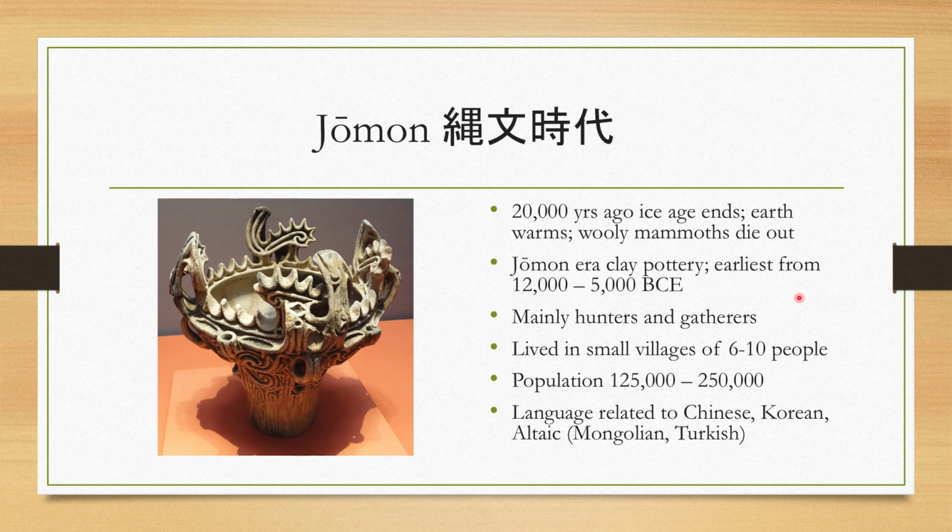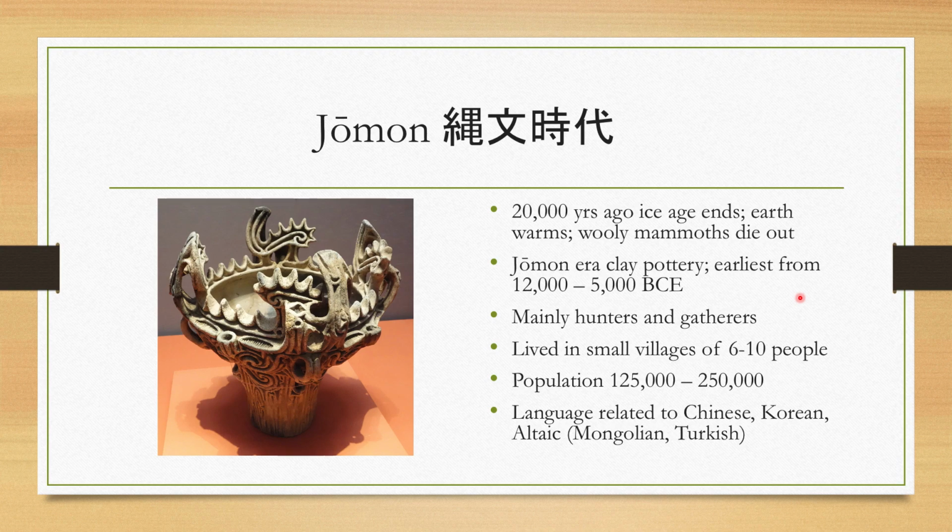Then we go on to the Jomon period. And this started about 20,000 years ago when the last ice age ended and the earth started to warm, and there were massive changes all around the globe. Woolly mammoths, for instance, all kinds of animals, species started to die out.